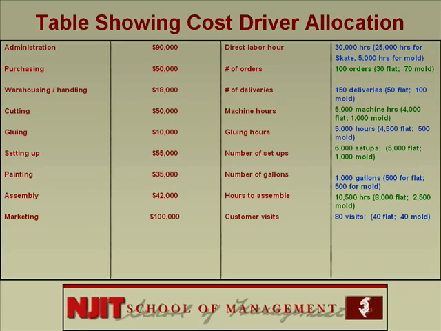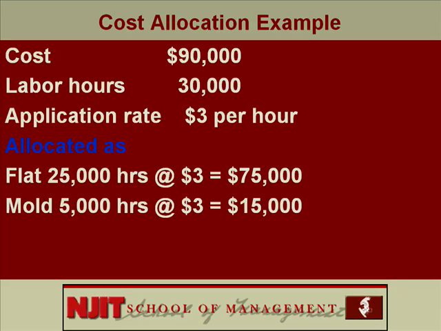Let me show you for the first one, namely administration. The cost is $90,000. You were told it took 30,000 labor hours. So the application rate is $3 per labor hour. How do you allocate it? You were told flat took 25,000 hours. Mold took 5,000 hours. So 25,000 hours at $3 is $75,000. For mold, 5,000 hours at $3 is $15,000.